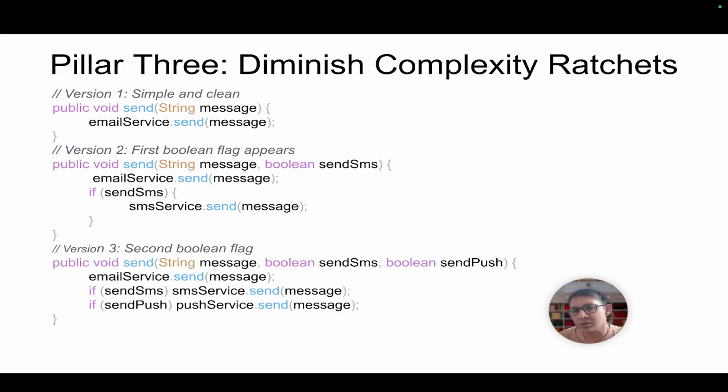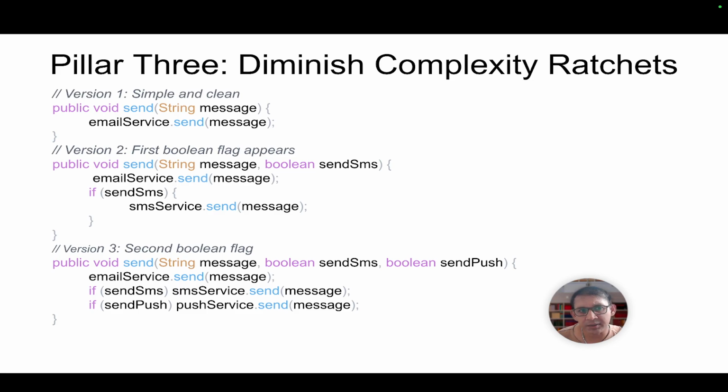The third pillar focuses on what I call complexity ratchets, design choices that make future work progressively harder. A complexity ratchet is a structural decision that clicks complexity into place, and it becomes very difficult to undo. Each new feature or requirement makes the system disproportionately more complex. A classic example of a complexity ratchet is using Boolean flags in method signatures.